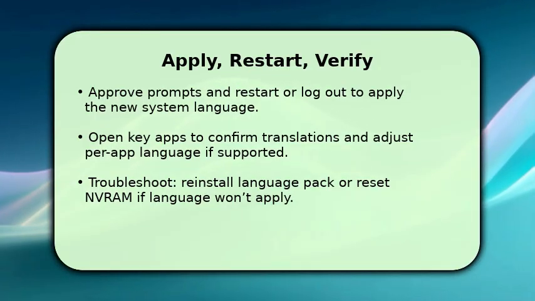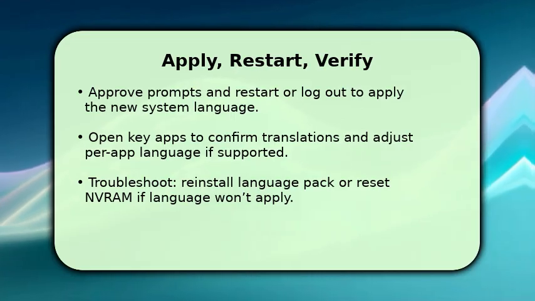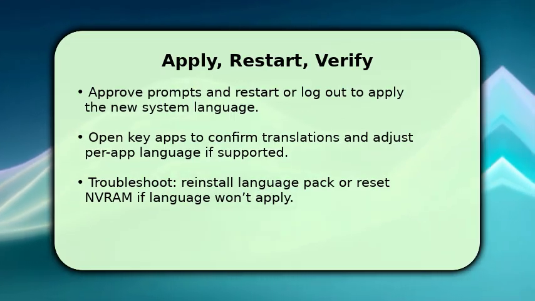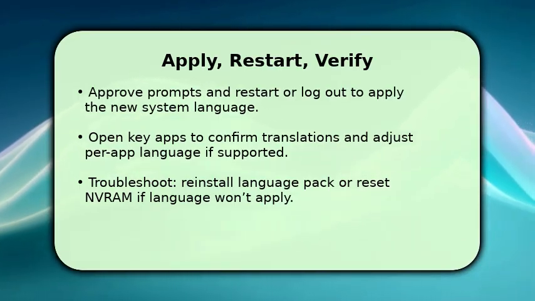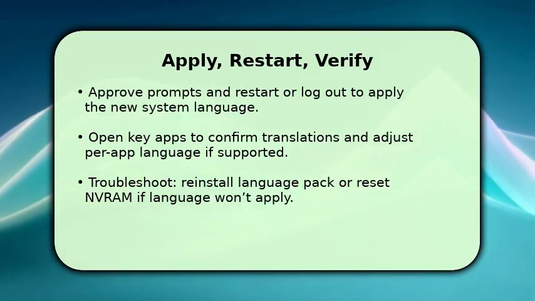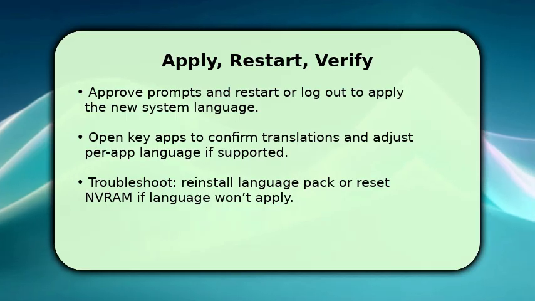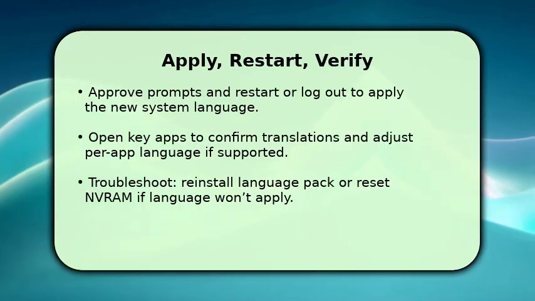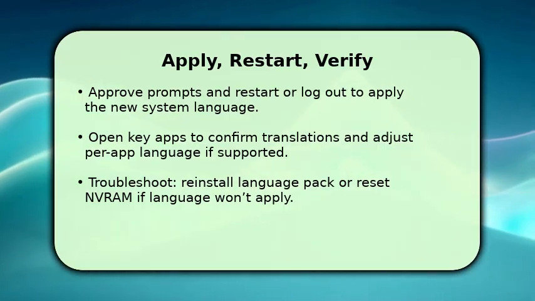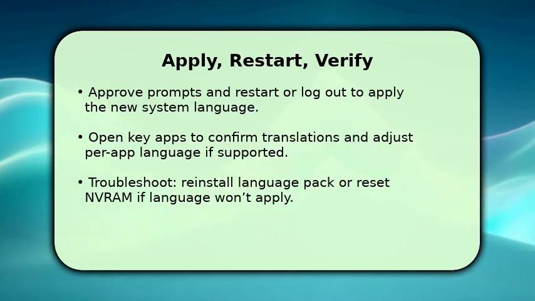Once back, verify by opening Finder, System Settings, and several apps to confirm the new language and regional formats took effect. If a specific app still shows the old language, change its per-app language in Settings or reinstall the app. If the system refuses to switch, try reinstalling the language pack or resetting NVRAM. This fixes persistent local cache issues.